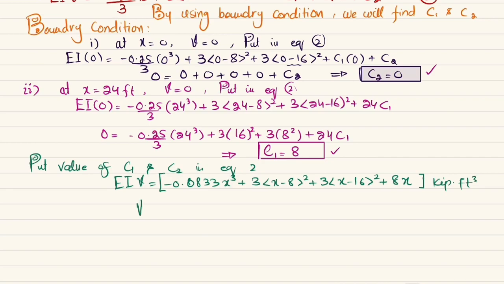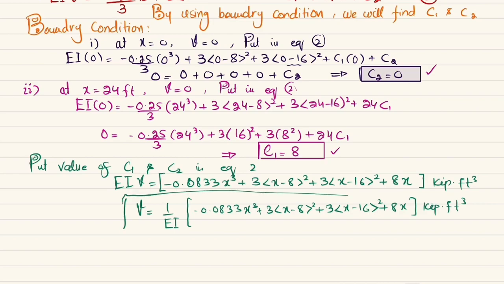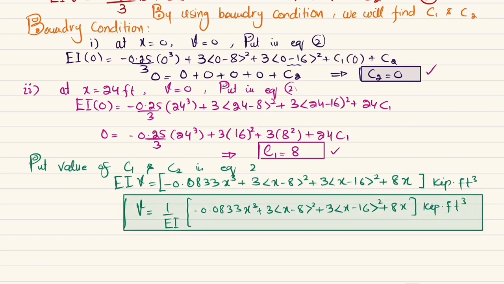So if you divide EI on both sides, you will get V is equal to 1 over EI into minus 0.0833 x cube plus 3 into x minus 8 square plus 3 into x minus 16 square plus 8x. Kips into feet. And this is the required equation of elastic curve for the beam and loading that's shown above.